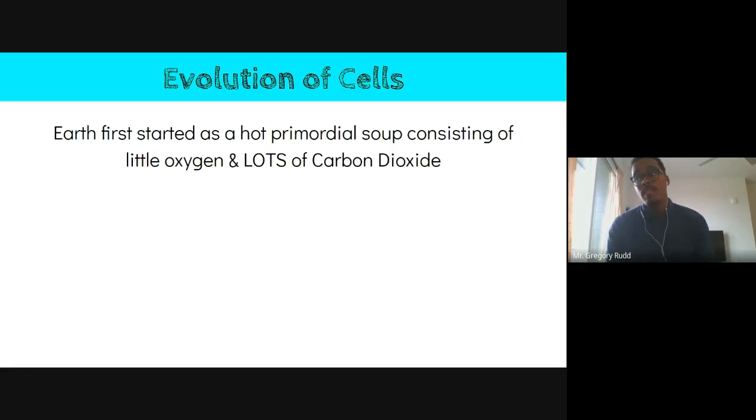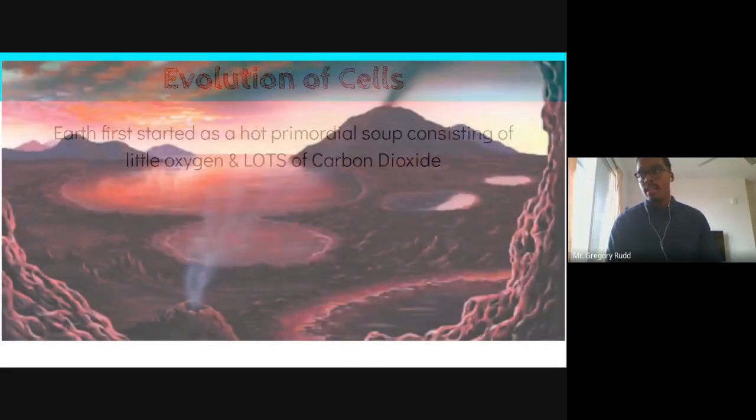But the atmosphere was filled with carbon dioxide, which of course contributed to the planet being hot, just like carbon dioxide today is contributing to the planet growing hotter. That carbon dioxide is trapping energy from the sun and warming the planet. Millions of years ago, so much of it existed that Earth looked like this.